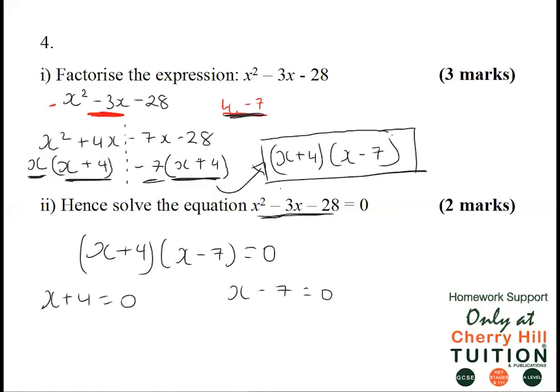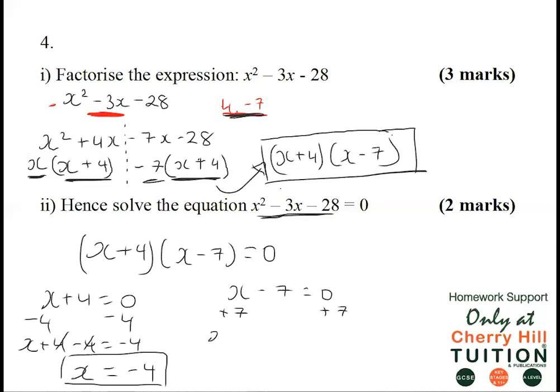We need x on its own for both equations. On the left-hand side, we can minus 4 on both sides, leaving us with x plus 4 minus 4 is equal to minus 4. The plus 4 and minus 4 cancel out, so x is equal to minus 4. The right equation, we can add 7 on both sides to make x on its own, leaving us with x minus 7 plus 7 is equal to 7. The minus 7 and plus 7 cancel out, leaving us with x, which is equal to 7.